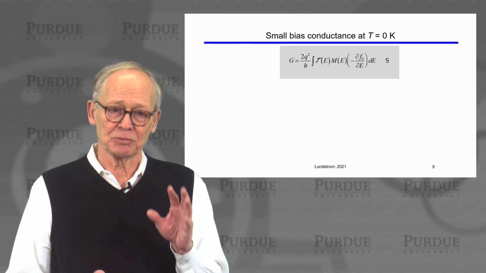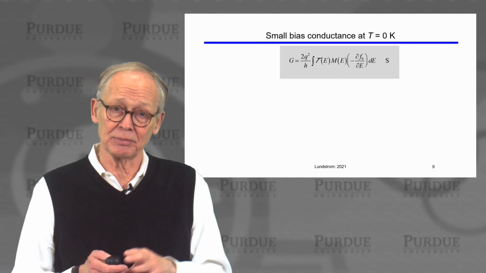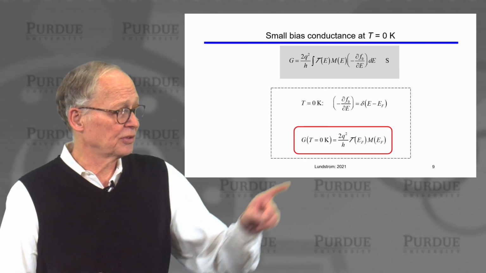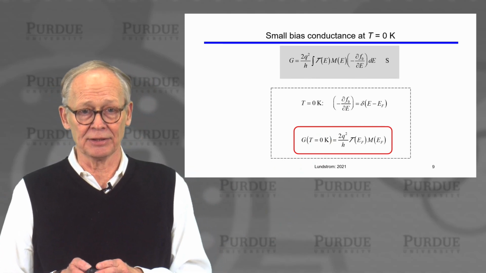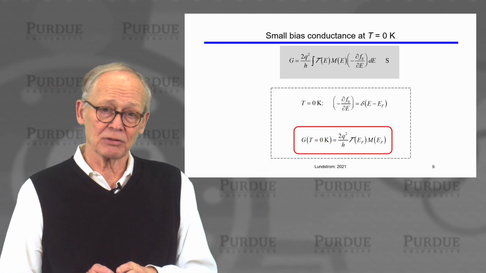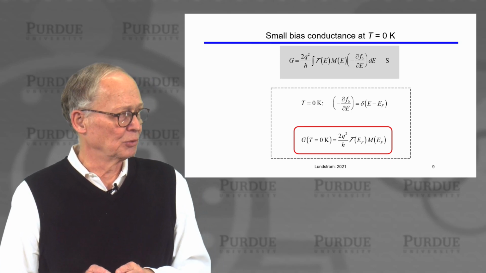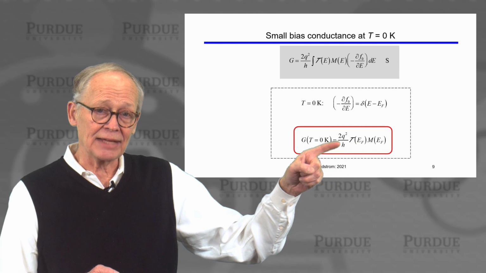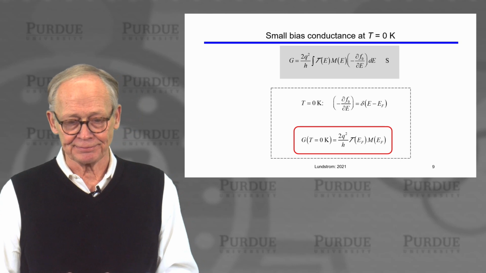Let's look at small bias, where we have this approximation for the Fermi window. Then the conductance is given by this expression. Now let's look at T equals 0. At T equals 0, this derivative becomes a delta function, and it becomes easy to do the integral. We find that the conductance at very low temperatures is some fundamental constants, 2q squared over h, which has the units of, I think, 1 over 12.9 kiloohms, times the transmission at the Fermi level, times the number of channels at the Fermi energy.